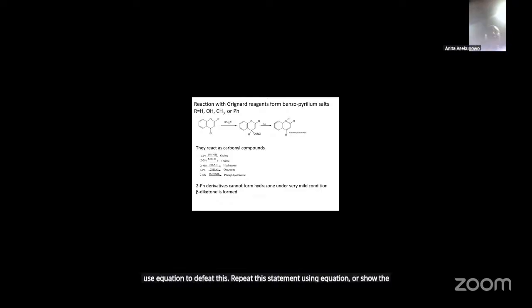Then last on this is 2-methyl benzopyrone, which reacts with Grignard reagent to form benzopyrylium salts. Use an equation to depict this. Show the equation for the reaction of 2-methyl benzopyrone with Grignard reagent to form benzopyrylium salts.